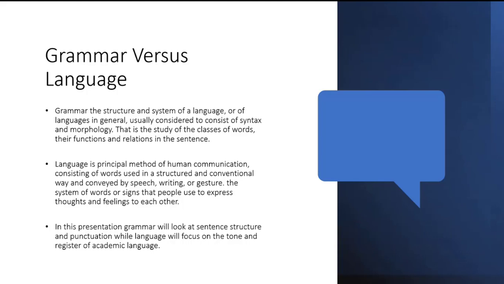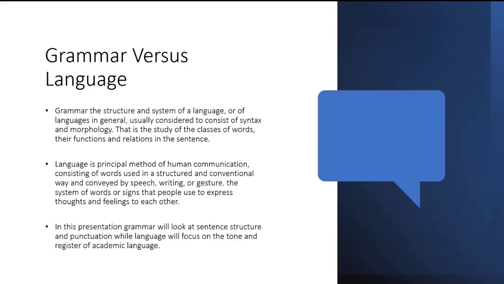When we talk of grammar, we refer to the structure and system of a language in general. It usually consists of the syntax, by which we mean the sentence structures and how sentences function, and the morphology, which is how words relate to each other. So when we look at grammar, we look at words and we look at sentences. How do words form sentences, and how do sentences relate to each other?